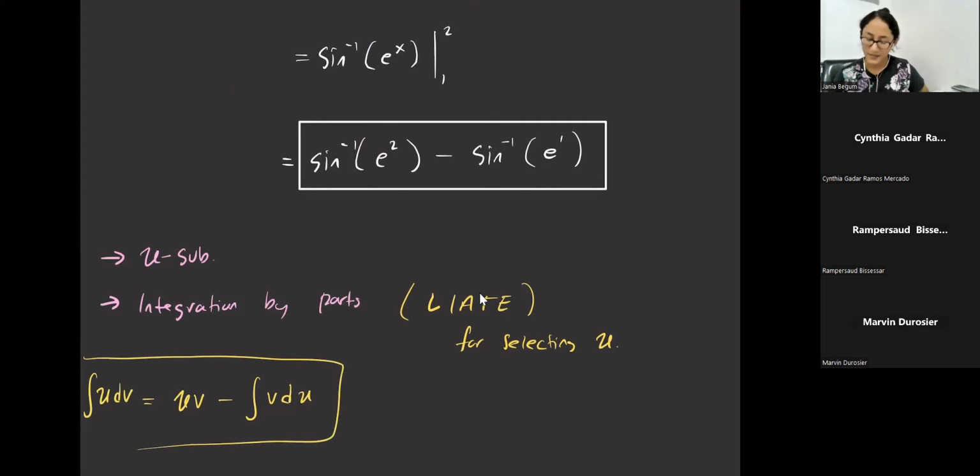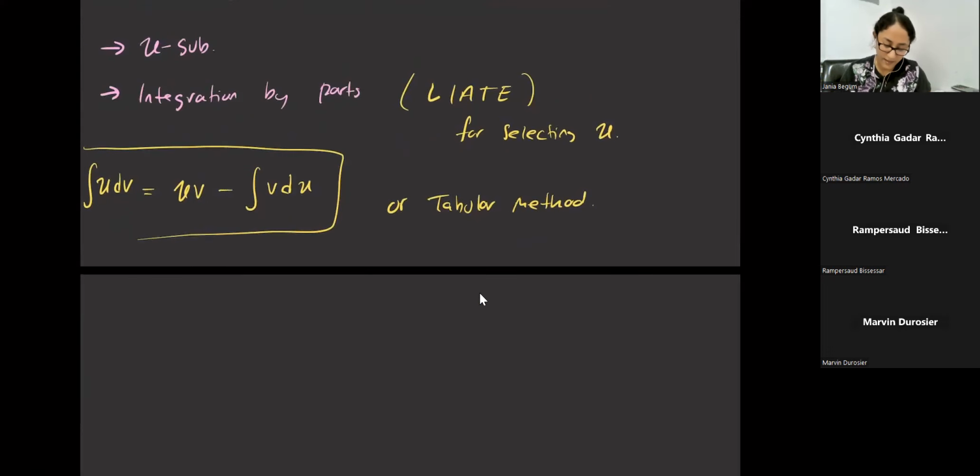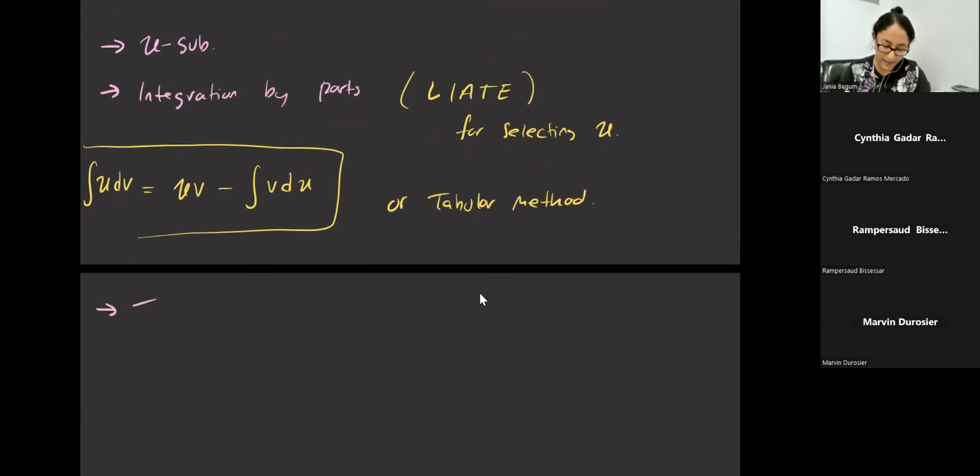Another way to remember this is to use the tabular method, a shortcut so you don't have to remember the formula, but in reality you are using this formula, uv minus the integral of v du. Then another technique that we encountered in this course was trigonometric integrals.